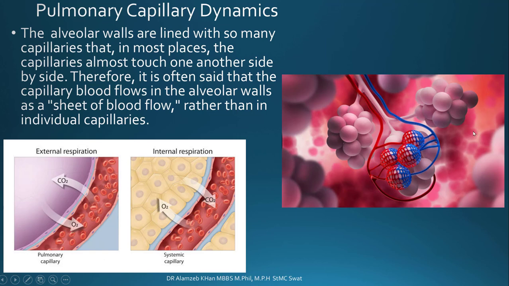Here you can see this sheet of blood in some areas of the lung, because these capillaries touch each other and the alveoli are not visible in these areas rather than individual capillaries. So we can't see a single capillary, but in this area we see a sheet of blood.